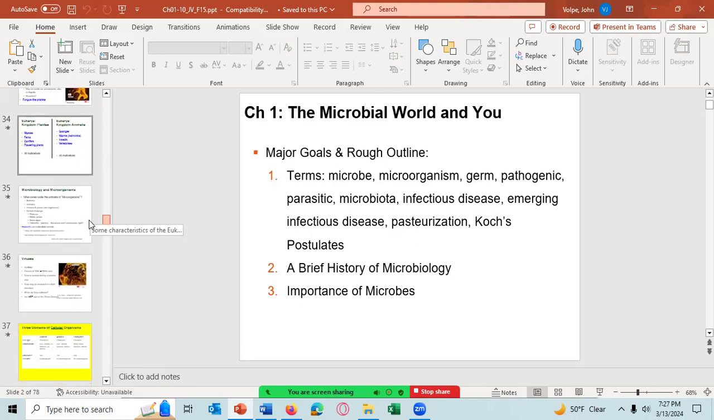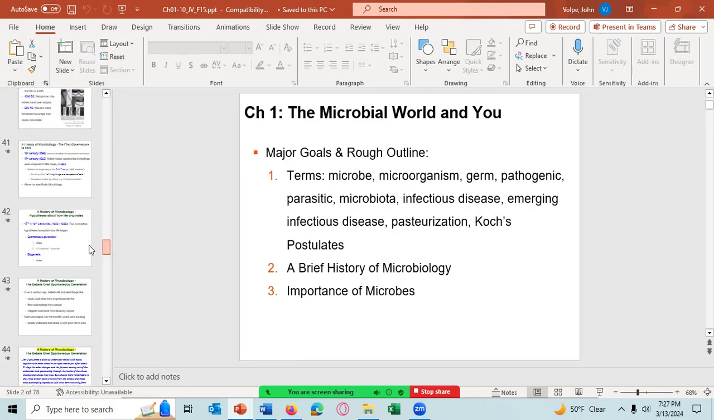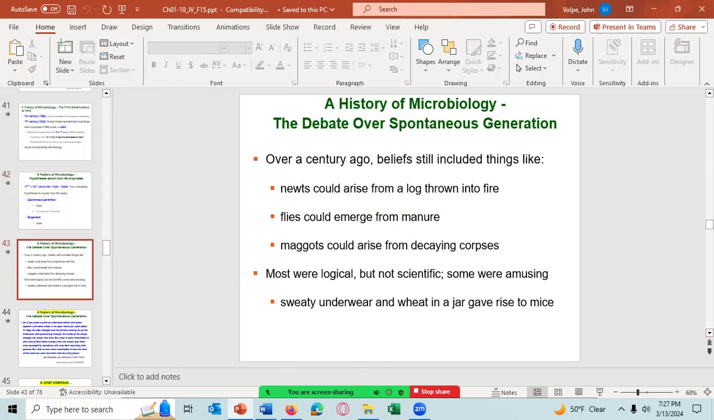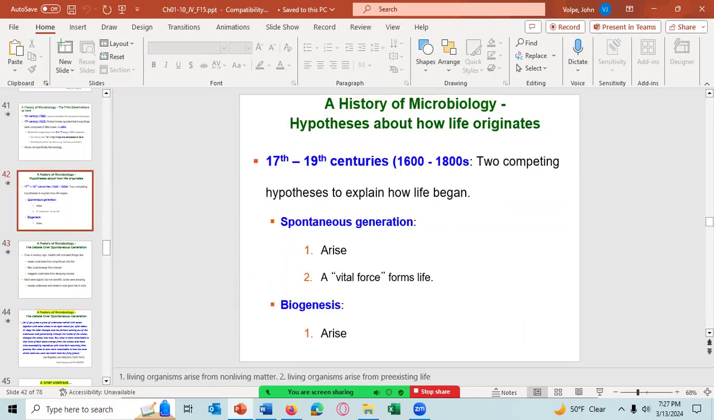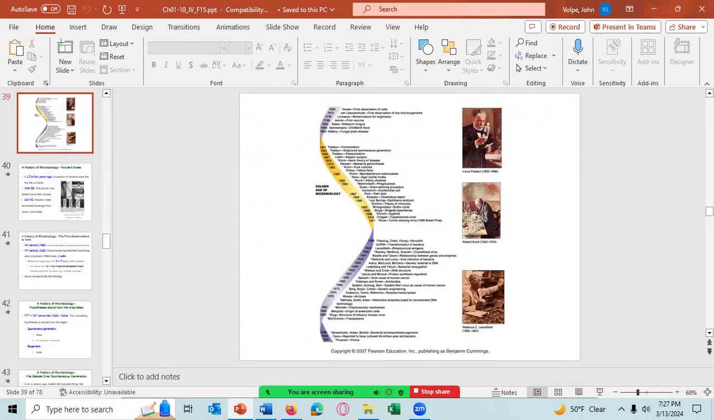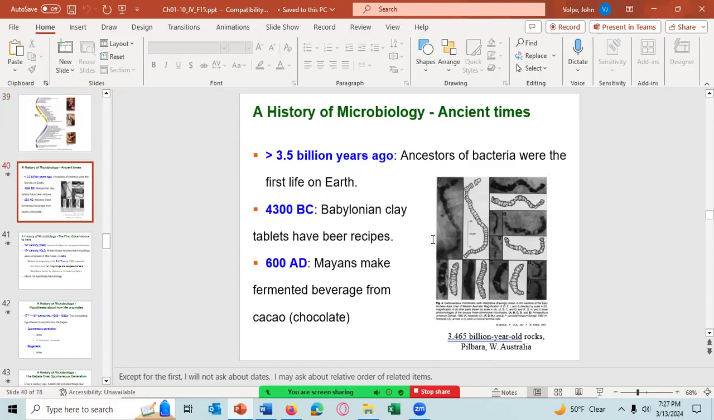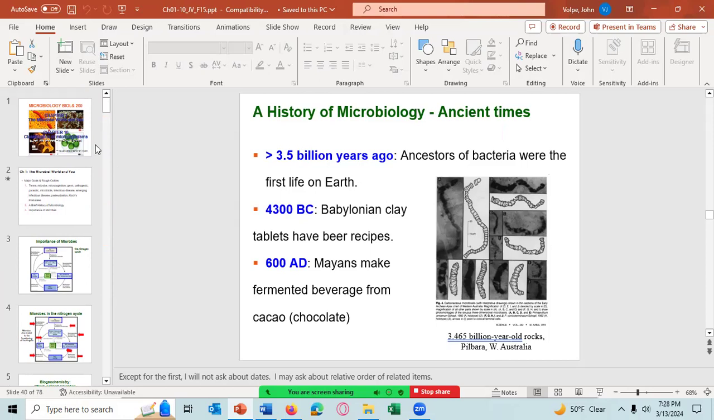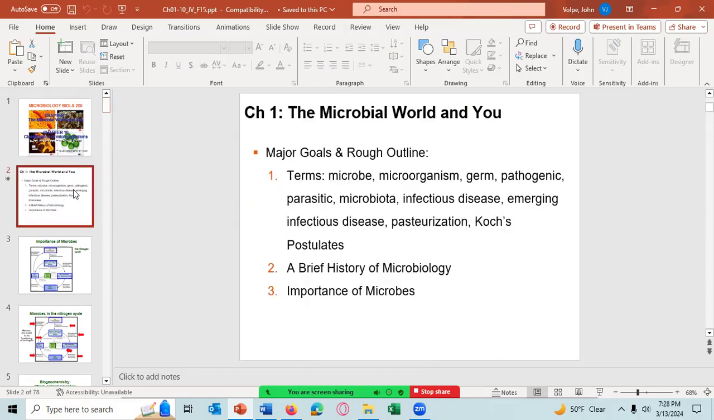Where is that? I'm not finding where that is now. Oh, here it is. It's right before this. There we go. So greater than 3.5 billion years ago, we had the first evidence of life, the first fossils. Any question about the history of microbiology?